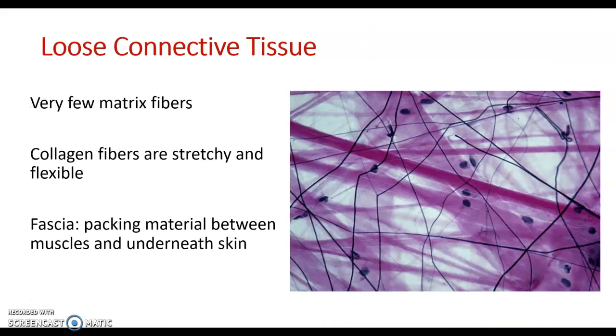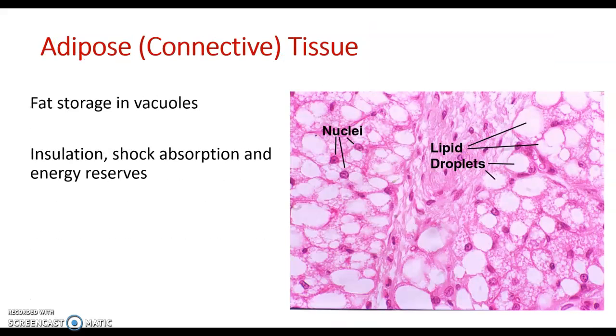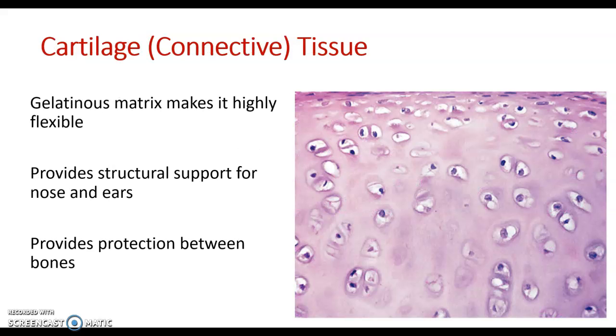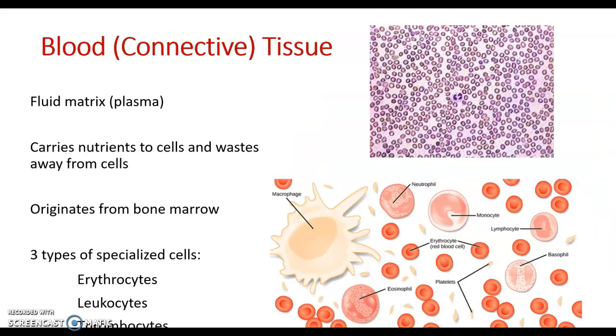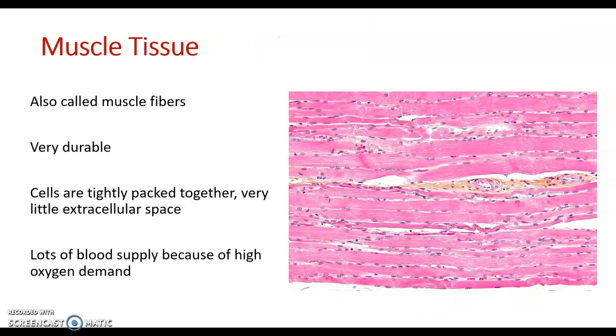We have loose connective tissue, dense connective tissue, adipose, cartilage, bone, and blood. Our next group, we're going to look at muscle tissues, often called muscle fibers, and I think you can kind of see why from our image there. They're long and thin and strong.